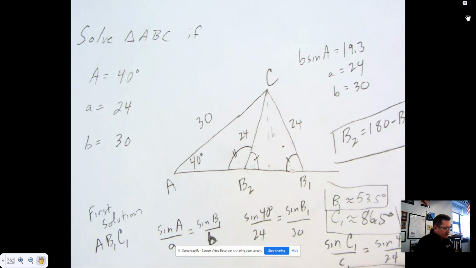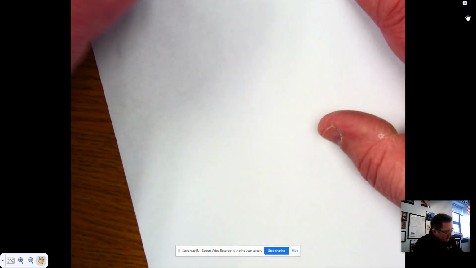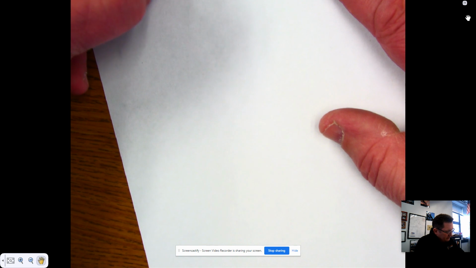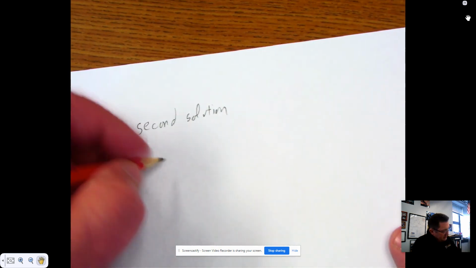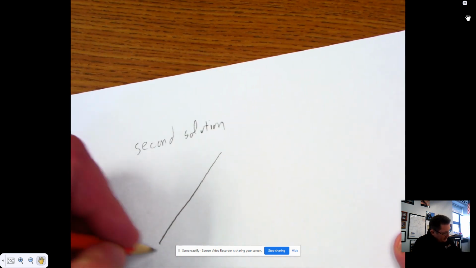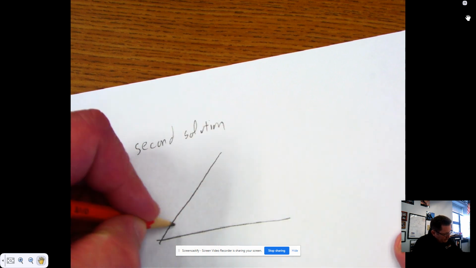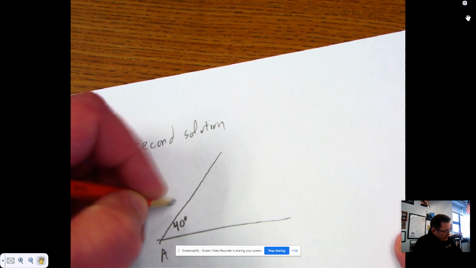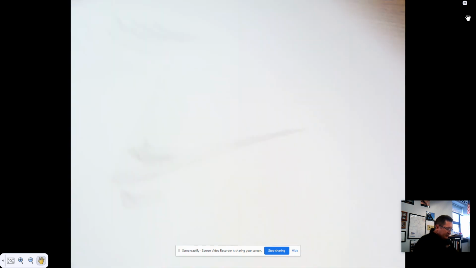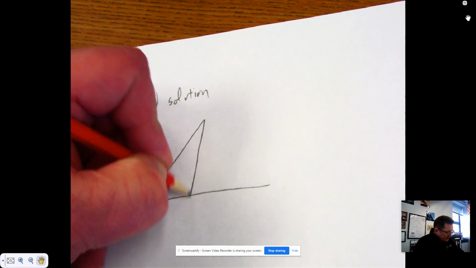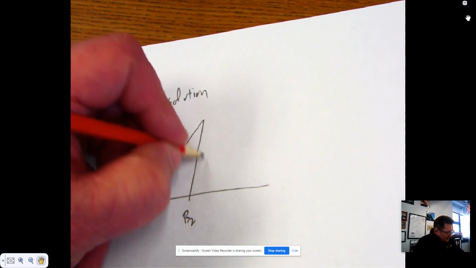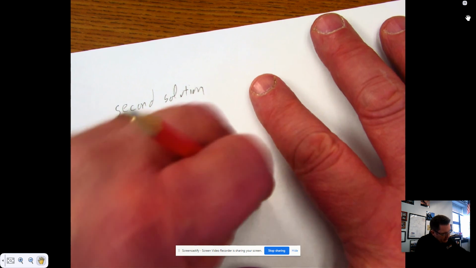Okay, and so we're going to go solve this equation. The second solution that we're interested in is this one that looks like this. It was a 40-degree angle, and then we had a side that was 30 here, and then a side that's 24 here, and we called that B2.